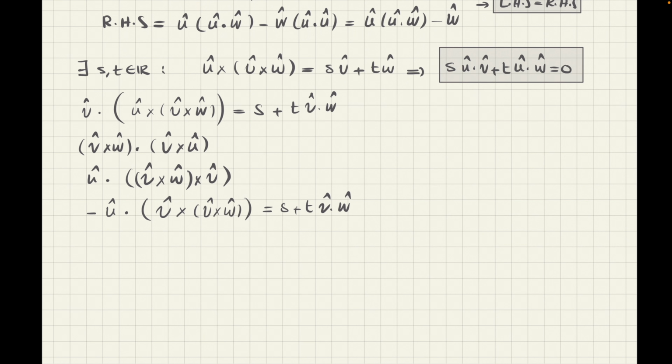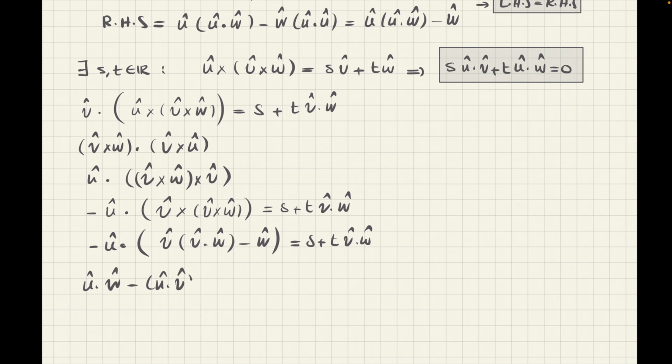Okay, why did I do this? Because now here I can use the BAC-CAB rule for the case that I have unit vectors, one vector is repeated. So then it becomes minus U dot, if I use that rule, (V dot W) minus W is equal to S plus T V dot W. And then I multiply this vector in, so let me multiply this by that first. It becomes positive U dot W minus (U dot V) (V dot W) is equal to S plus T V dot W.